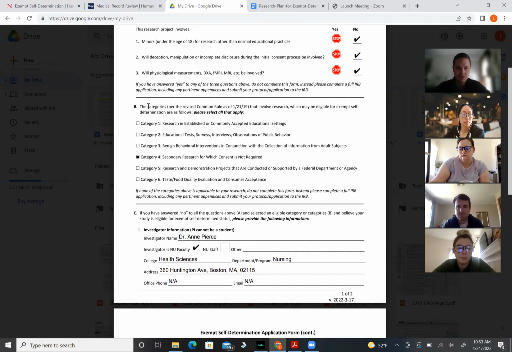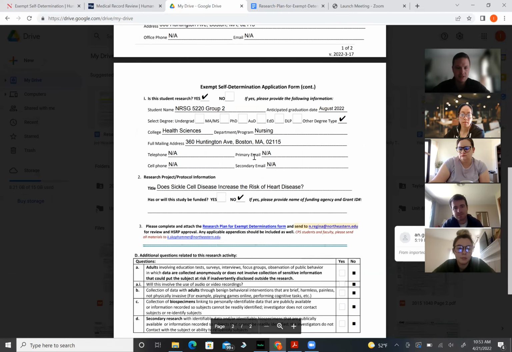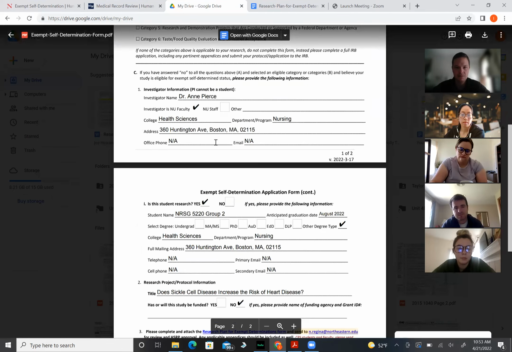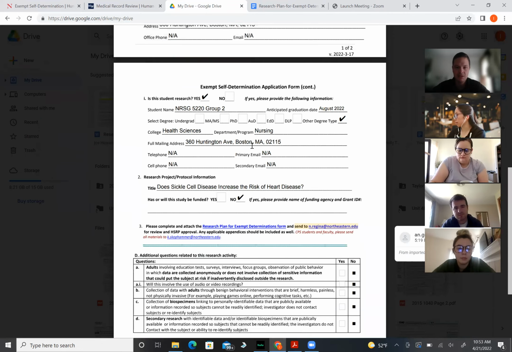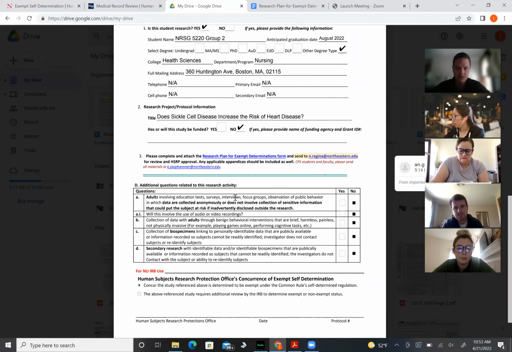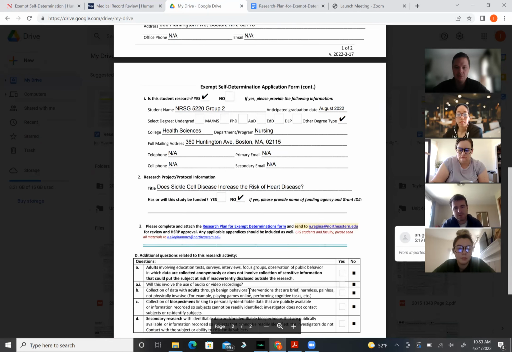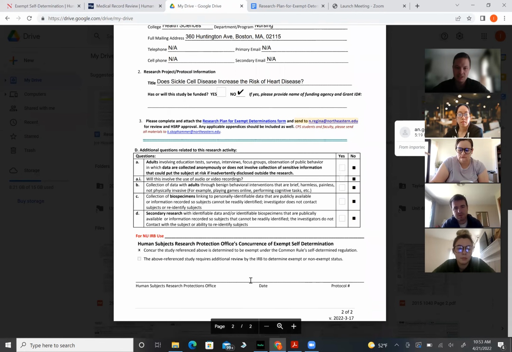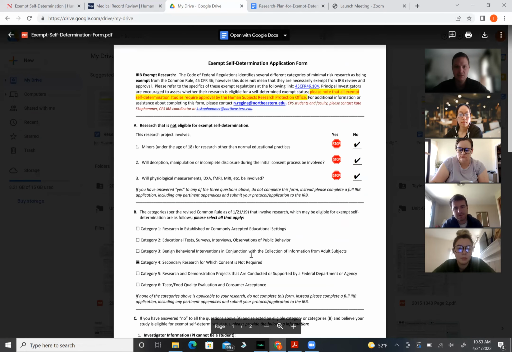That brings us to which category our research would fall under, which is category 4, secondary research for which consent is not required. The rest of this form, I don't need to go through line by line. It's basic information about the primary investigator, research team, and some clarifying questions at the end. This would be submitted to Northeastern's HSRP, and they would look at our study and sign off that it meets the exempt self-determination criteria.